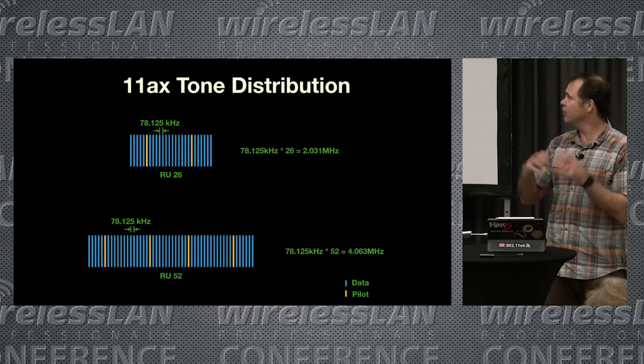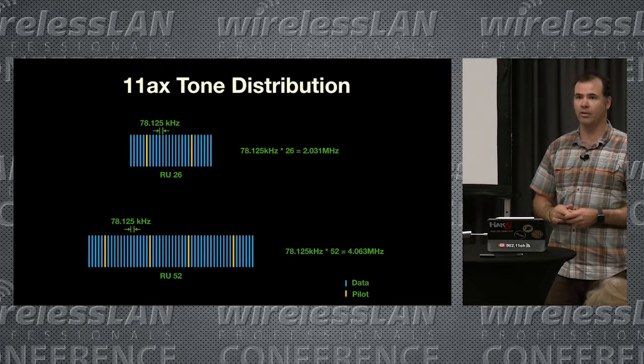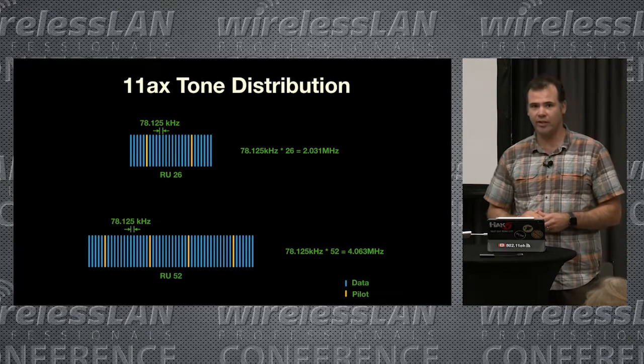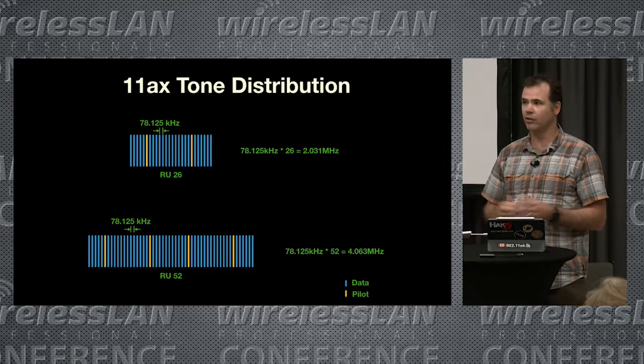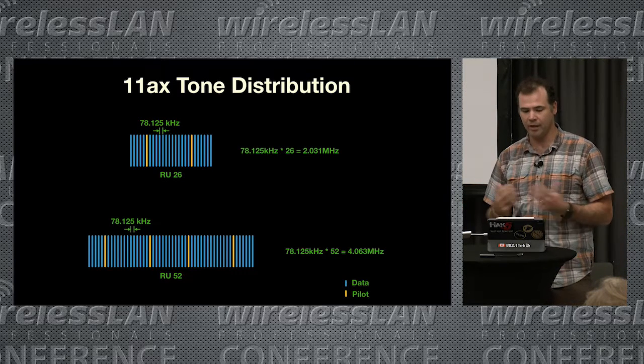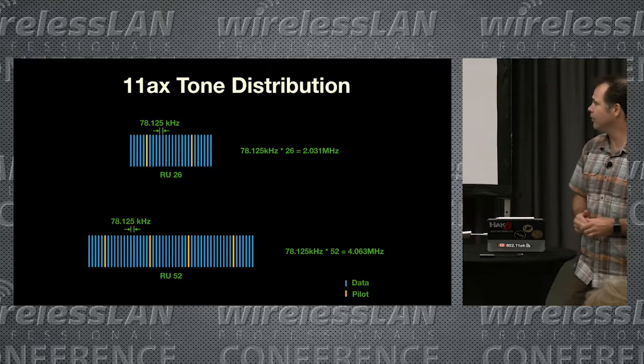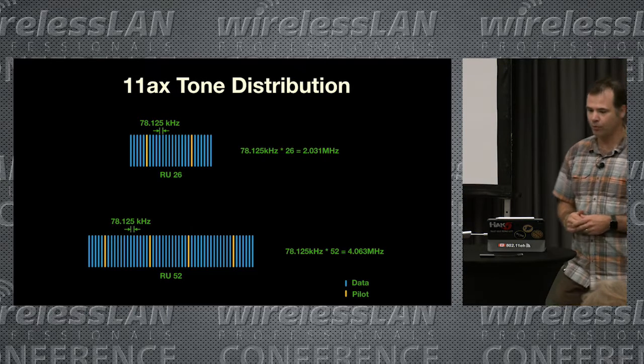Now, if we break those RUs down, we get a whole bunch of different subcarriers. So in an RU of 26, 2 of the subcarriers are reserved just for pilots, so only 24 of them are carrying data. And if we go to RUs of 52, 4 of them are reserved for those pilot carriers.